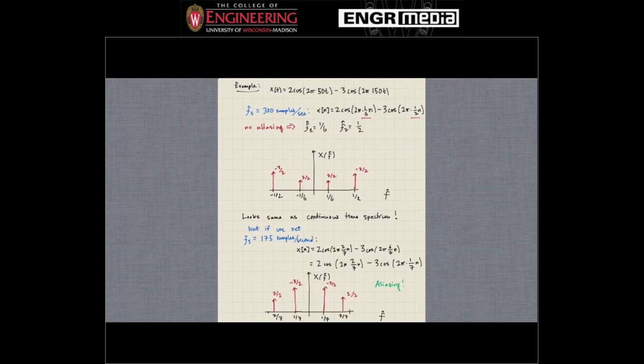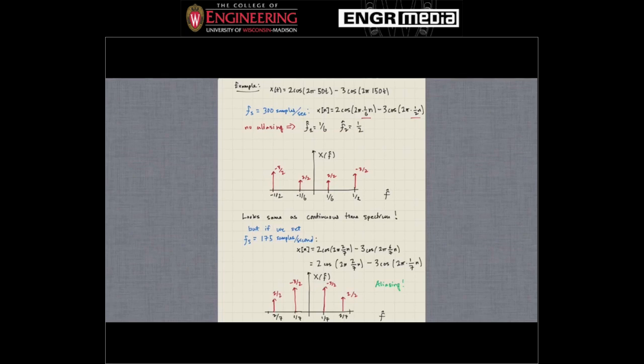Again, on the horizontal axis, I'm plotting f hat. For the component at 1/6, that has an amplitude of 2. Remember, using Euler's identity, we had to divide by a factor of 2 when we plotted the spectrum. So we get 2 over 2, so 1. Those are these components here. And then we also get the 2 other components, which have amplitude minus 3 over 2, at a digital frequency of 1/2. So it looks exactly the same as the continuous time spectrum.